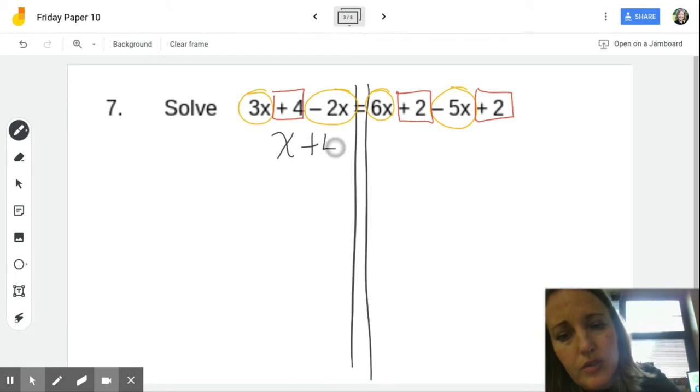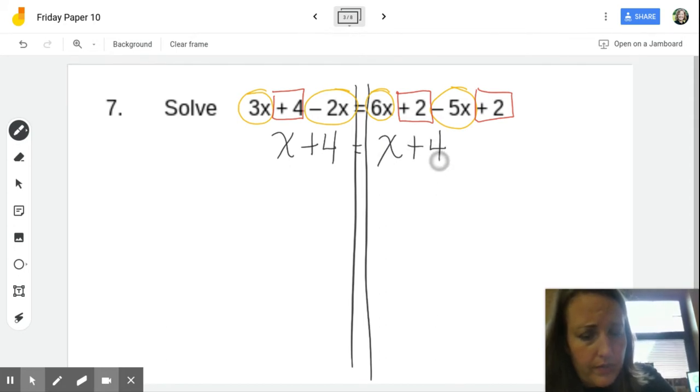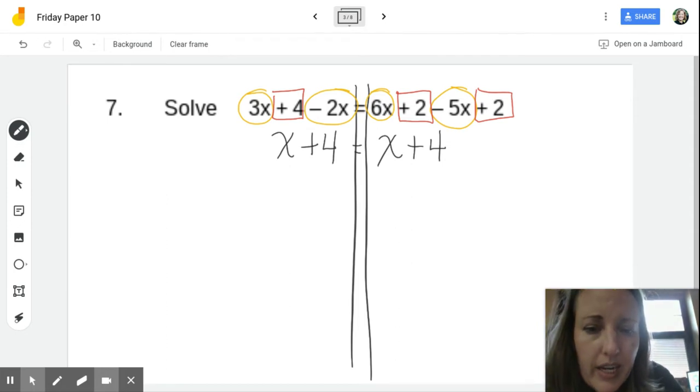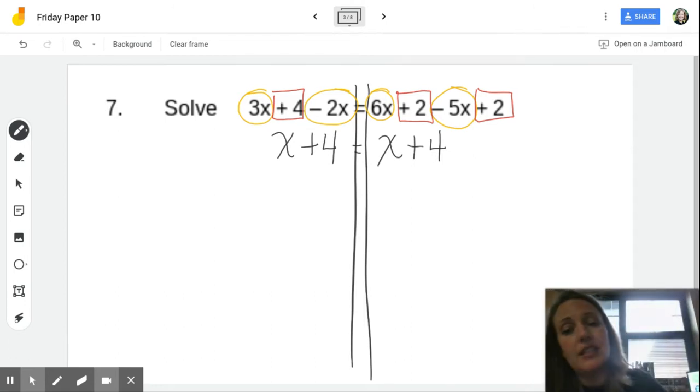Plus 4. Is equal to 6x minus 5x is 1x plus 2 plus 2 is 4. Now notice I have x plus 4 equals x plus 4. That's a true statement no matter what I put in for x. Let's put in a 1. 1 plus 4 is 5. 1 plus 4 is 5. Yep. 0. 0 plus 4 is 4. 0 plus 4 is 4. It's always going to be equal no matter what I put in for x.